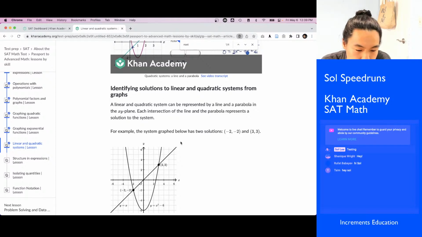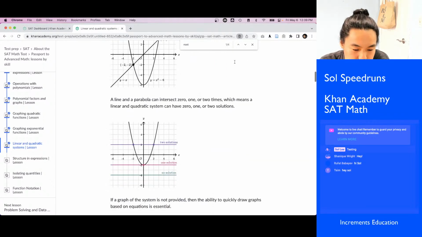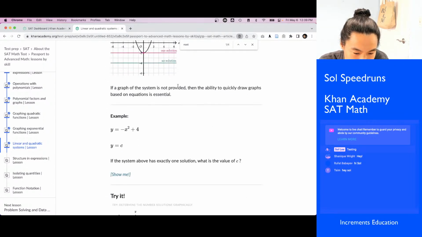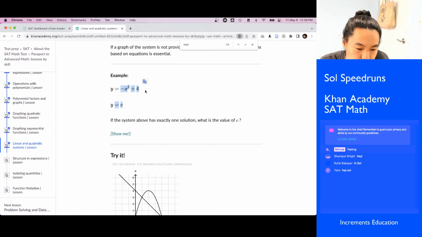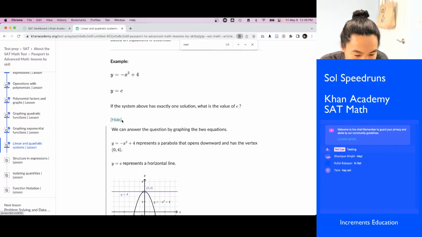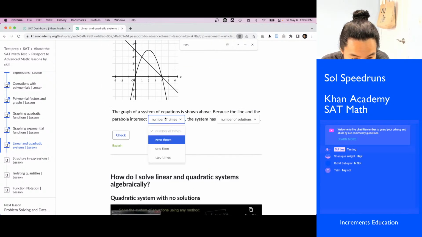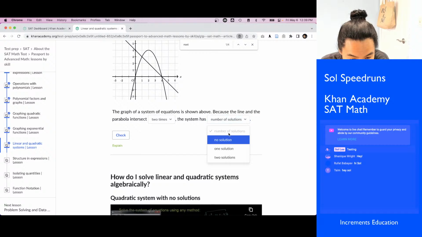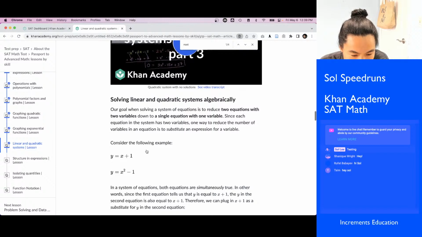Oh, duh, of course, because the system is basically a parabola and a line. So you just need to see where the intersects are. If it's exactly one solution, then it has to be at the vertex. So if it's at the vertex, then you just have to say at 4. So I know this. Cool. If they intersect twice, the system has 2 solutions, because that's literally what solution refers to. Okay. I'm good.